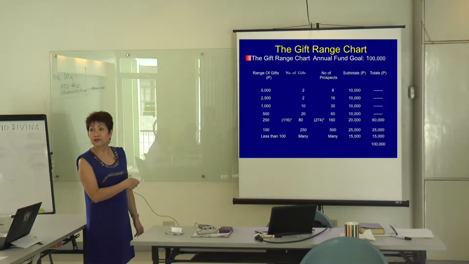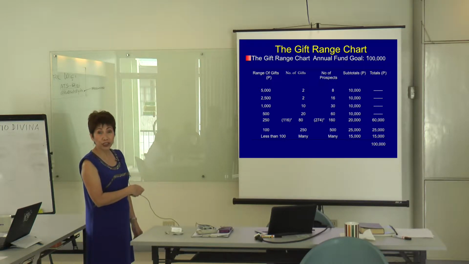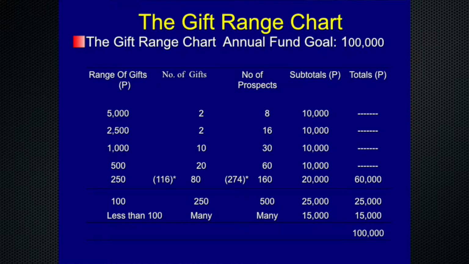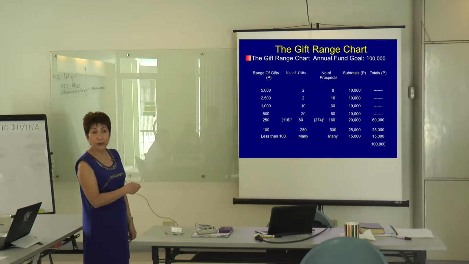Your top gift is only 5,000 pesos. The next gift is 2,500, 1,500, and then you have a lot of smaller gifts. On the second column is the number of gifts. How many of the 5,000 gift do you need? You only need 2. 2 people giving 5,000 each. So if you total that, that's 10,000. That's 10% of the 100,000.